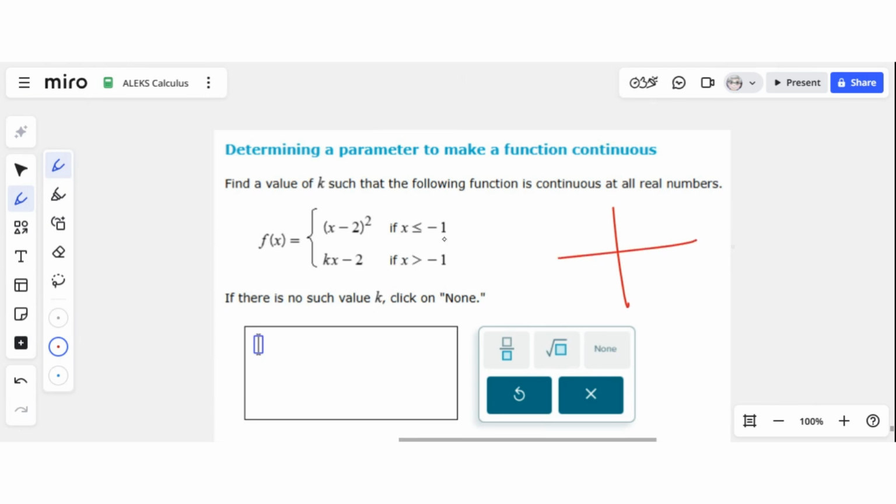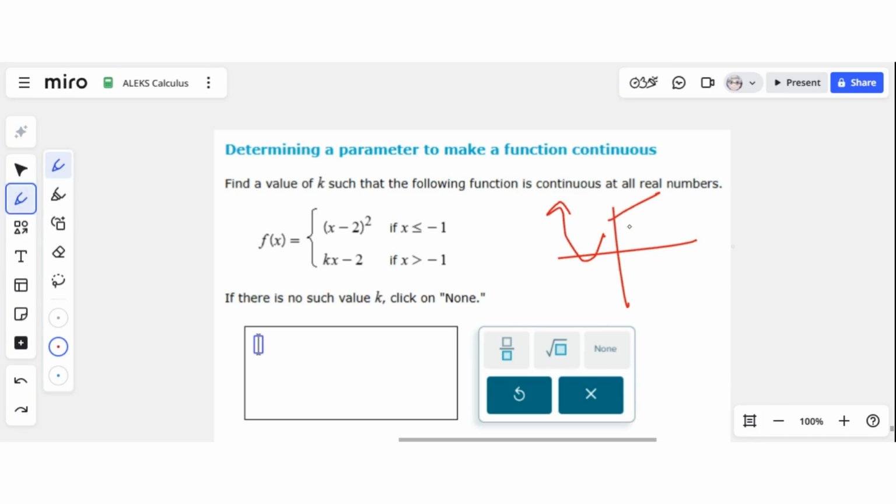So you'll notice this function is divided into two pieces. We have where x is less than or equal to -1, it's this quadratic. So maybe that would look something like this. And then where x is greater than 1, it's a linear function. So maybe it looks like this or like that. Those would not be continuous.